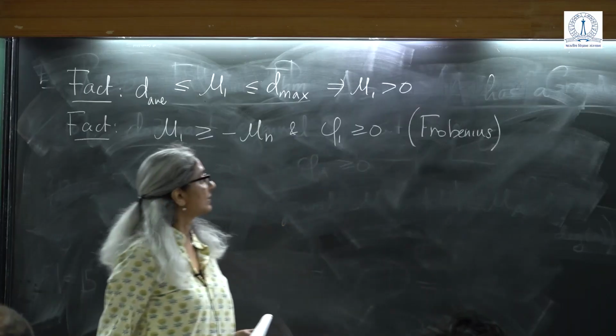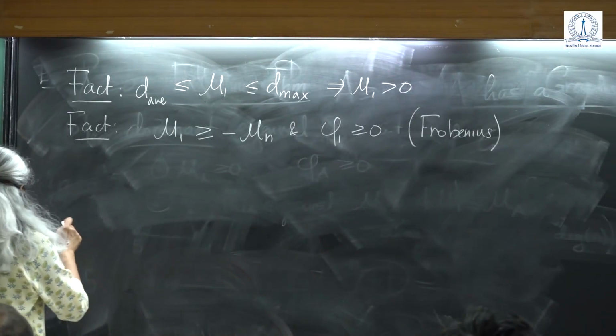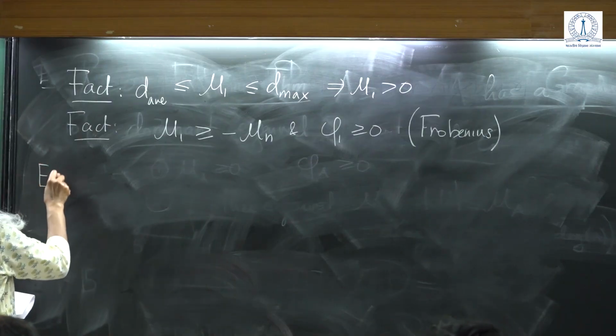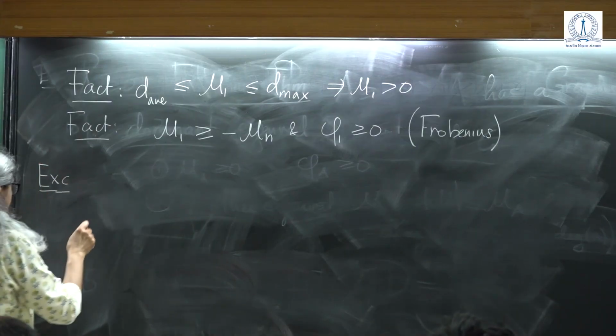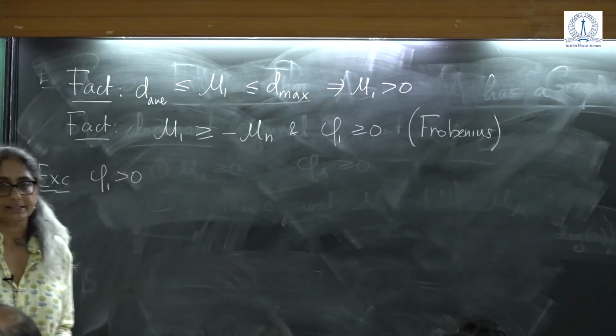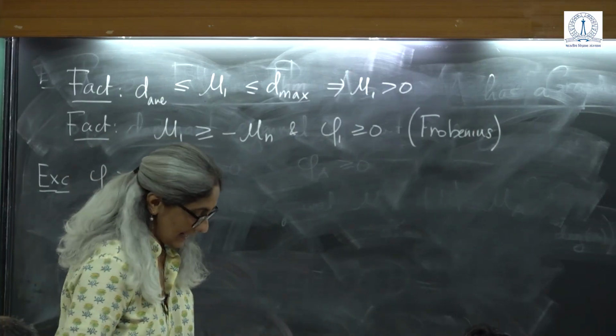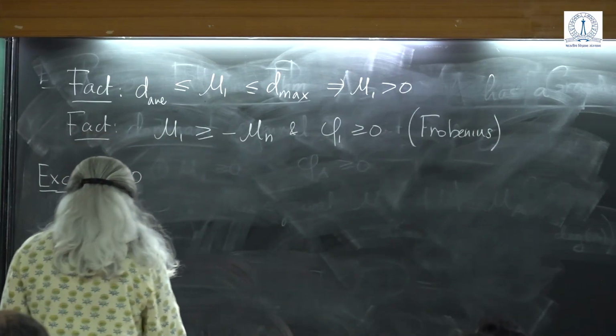Okay, so Frobenius only told us that it's non-negative. So now I'm going to argue that it's actually positive. So let's do this exercise. Let's argue that phi1 is actually positive. Okay, that's the claim: phi1 is a positive eigenvector. So let's do the proof.